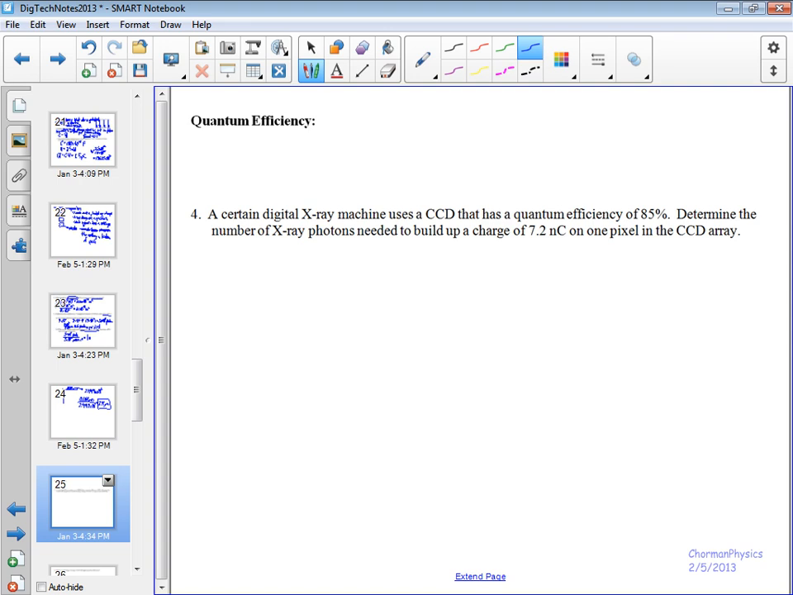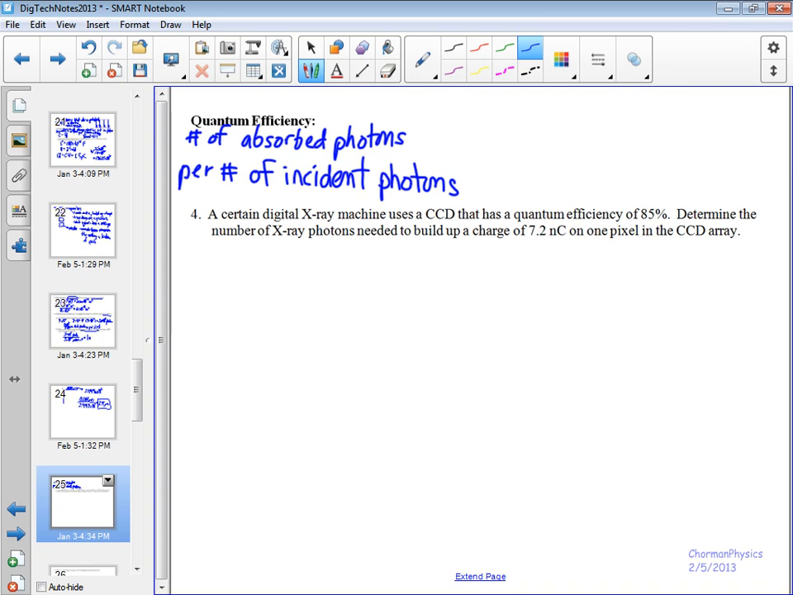All right, so it turns out that with CCDs, the surface is not perfect at absorbing photons. So we have a measure of how well the surface can absorb photons. We call it quantum efficiency. What it is, is the number of absorbed photons per the number of incident photons.